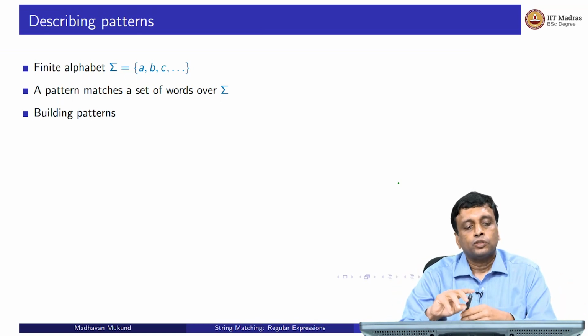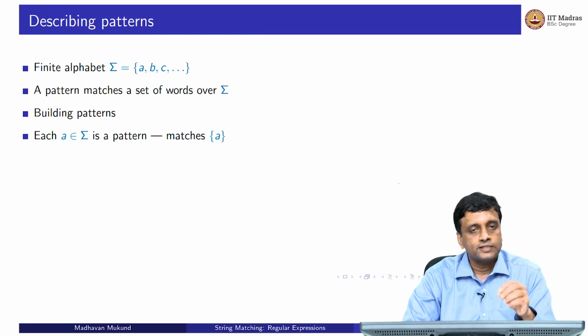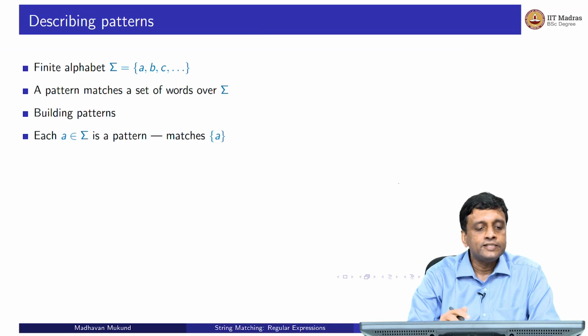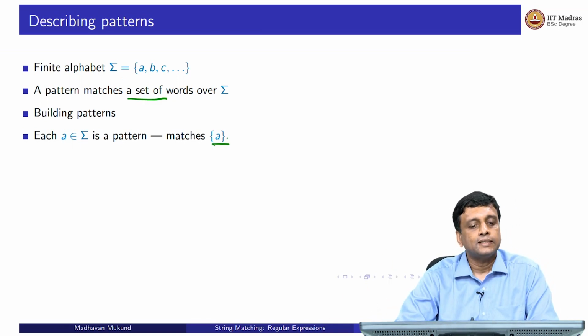Right? So the first and simplest pattern is just a single letter. So if I take a single letter A, then it matches the word consisting of that single letter. So A matches A, B matches B, and so on. So in general, a pattern matches a set. So here the set just has one word, which is the letter A.